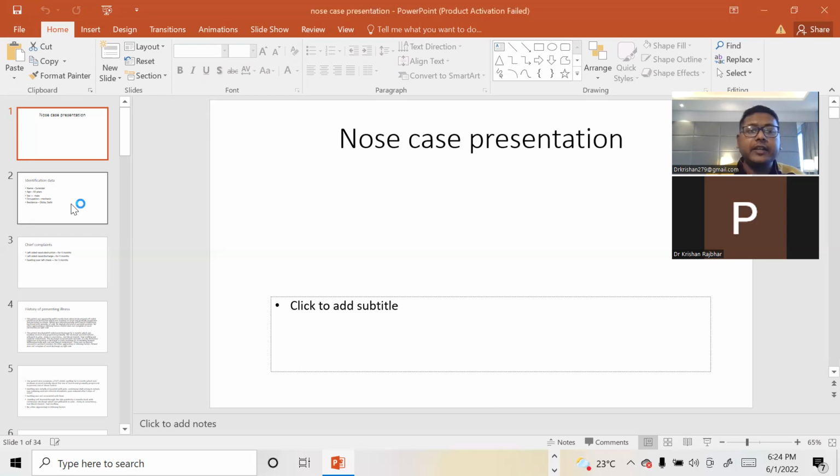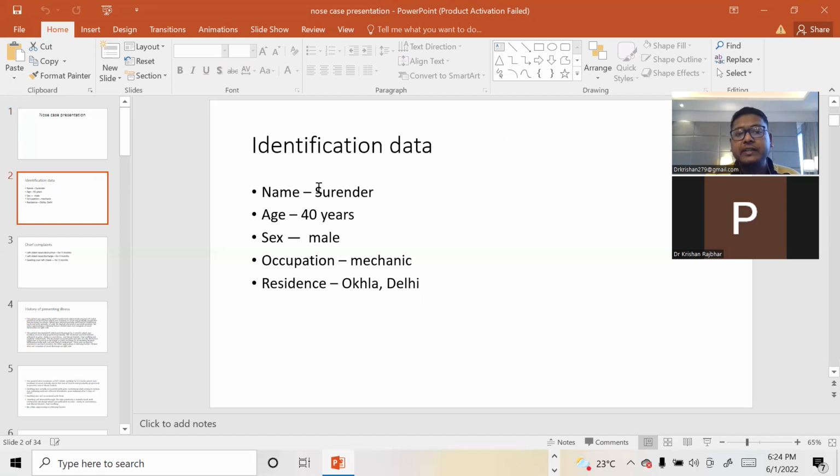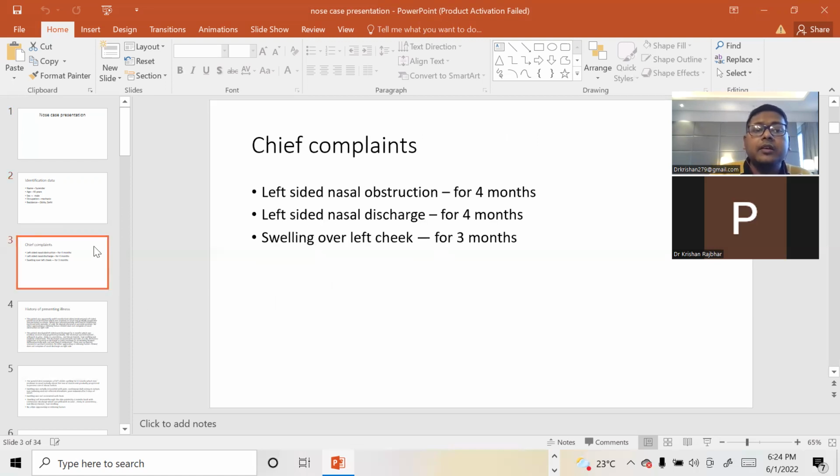So starting with the case, my patient is Surinder, who is a 40-year-old male. He is a mechanic by occupation and he is a resident of Okhla, Delhi. So why is the occupation important? Because there are many sinonasal malignancies associated with wooden workers and others like that. So he presented with the chief complaint of left-sided nasal obstruction for 4 months, left-sided nasal discharge for 4 months, and swelling over the left cheek for 3 months.